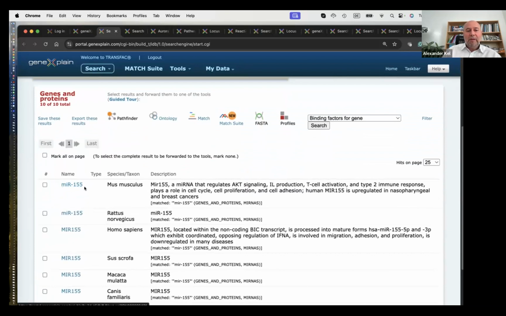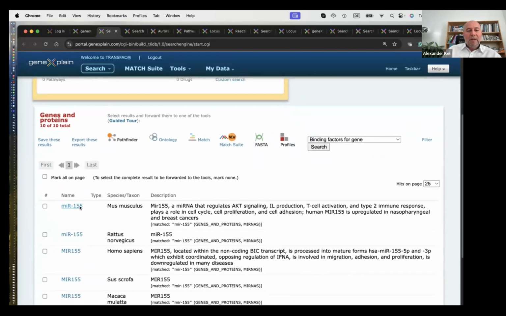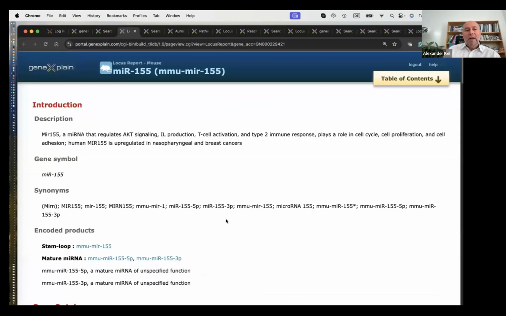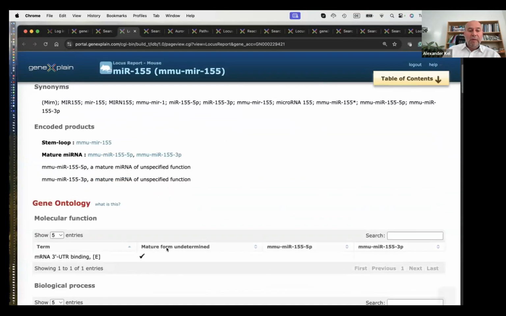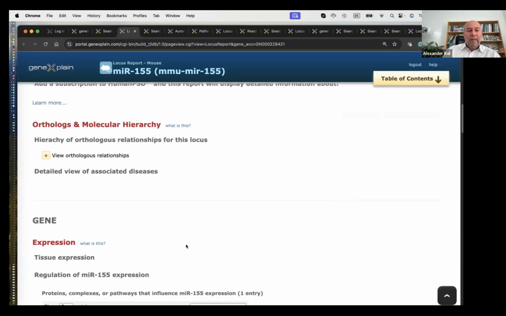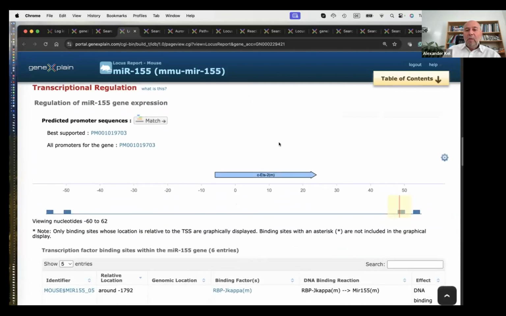Yes, so you see this microRNA in human, in mouse, in rat, in other organisms. Again, you can click on that entry and read information about this microRNA. We collect information about experimentally proven facts, not just predictions of targets. And you see here information about this microRNA and in which biological processes it plays a role. Very important, and quite unique for TRANSFAC.